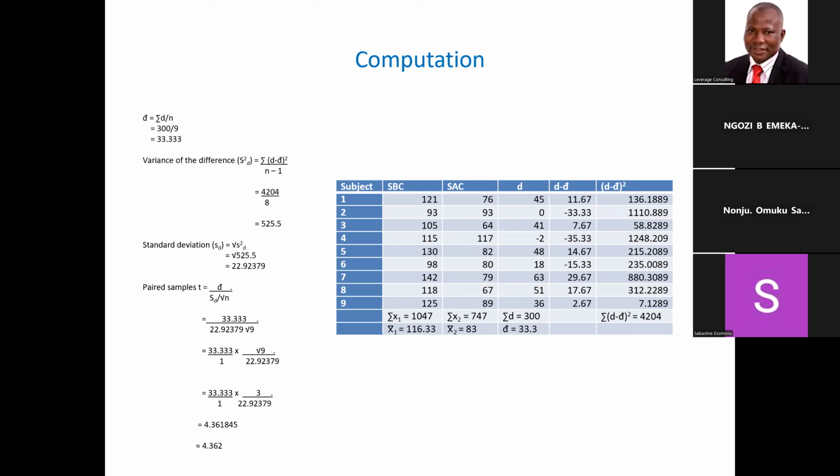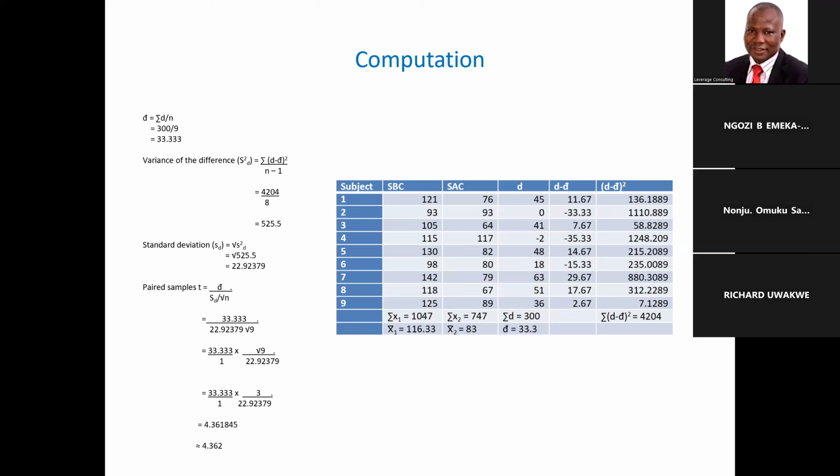So paired sample T is bar D over the standard deviation of D over the square root of N. Bar D is the mean of D, which is 33.33 we have calculated, over 22.92379, which is the standard deviation, divided by the square root of the sample size. Yes. Okay, I put multiplication there.